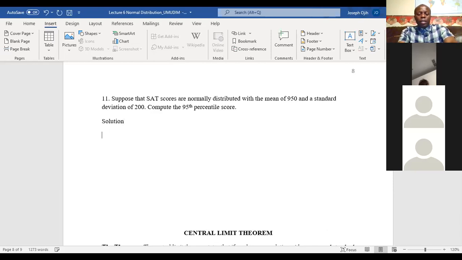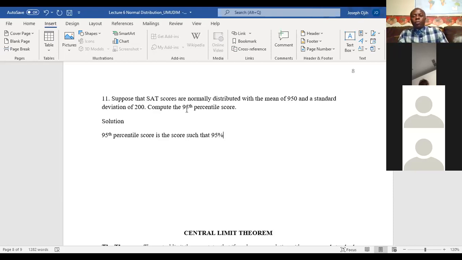So the 95th percentile score is scored such that 95% of the area is on the left. The 90th percentile score is the score such that 95% of all the scores lie below it, because remember this is a percentile.